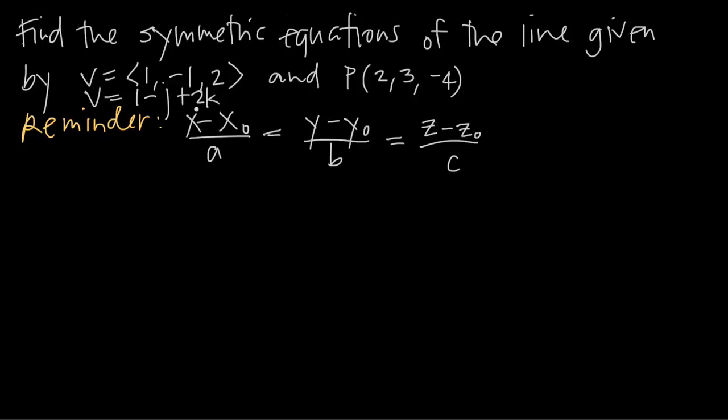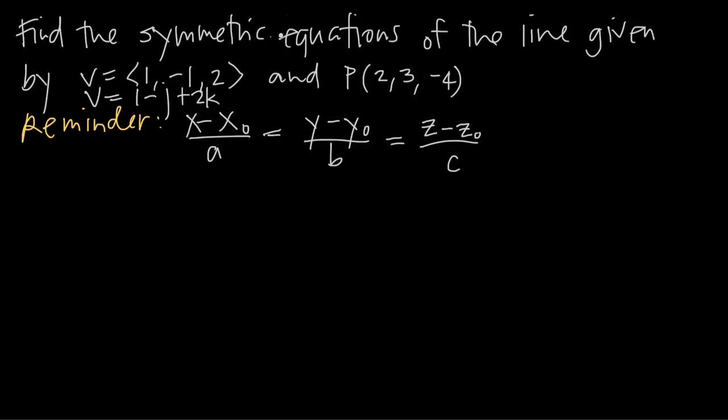If you're given the vector in this form, you just need to pull out the coefficients on i, j, and k as 1, -1, and 2 to get these direction numbers. And we know that the line passes through the coordinate point (2, 3, -4). We want to find the equation of the line defined by these two pieces of information, and we want to give the equation in symmetric form.